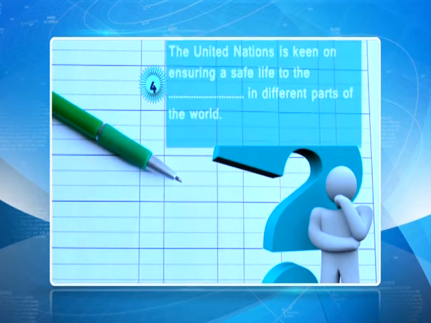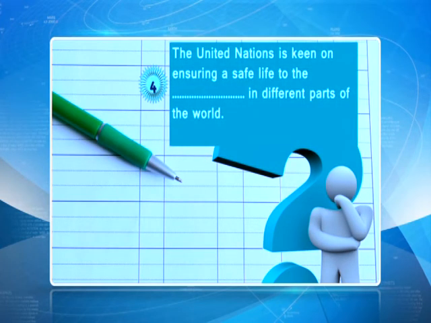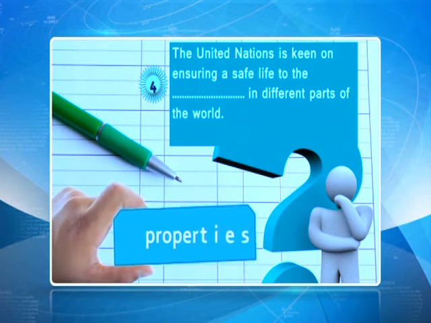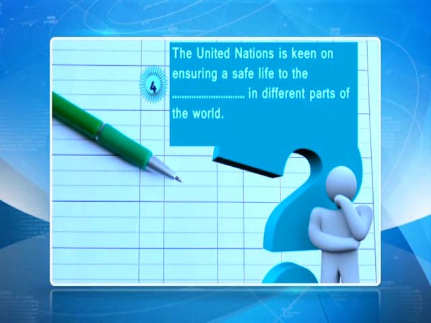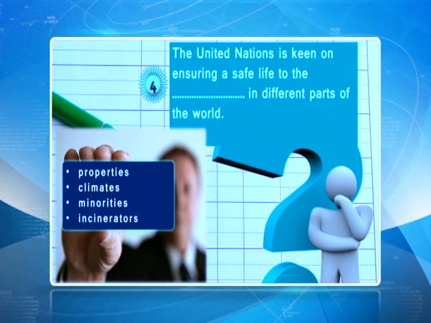So far, so good. Exercise or sentence number 4 reads, the United Nations is keen on ensuring a safe life to the space in different parts of the world. Here's the list of words: properties, climates, minorities, and incinerators. So I'll give you some seconds to think.